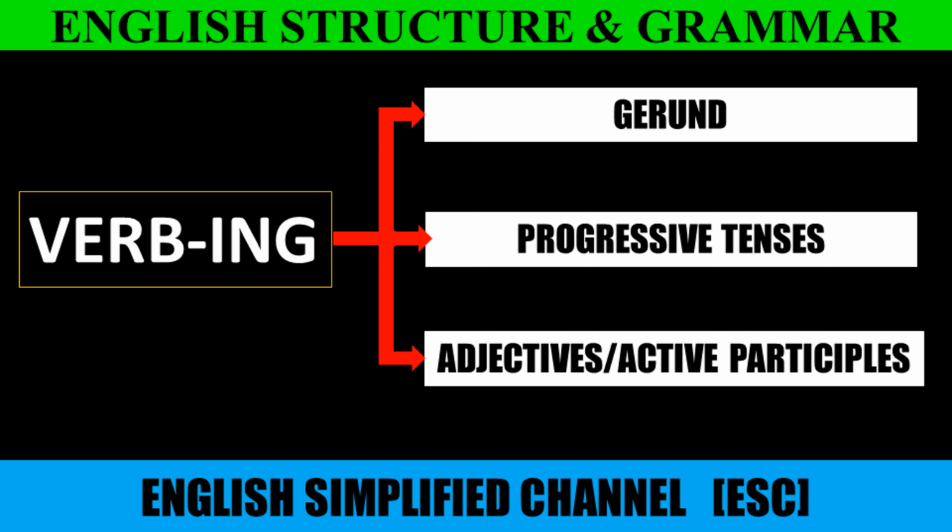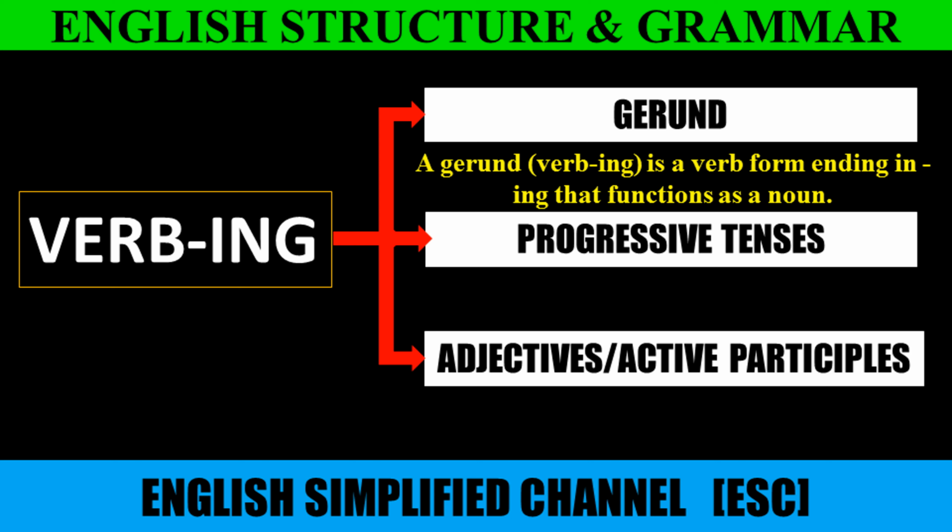A gerund is a verb form ending in ing that functions as a noun. Gerunds can act as the subject, object, or complement of a sentence. In continuous, also known as progressive tenses, the ing form of the verb is used along with a form of the auxiliary verb to be, such as am, is, are, was, were, been, and be, plus the ing form of the main verb to indicate an ongoing action. This can apply to different tenses such as present continuous, past continuous, future continuous, etc.